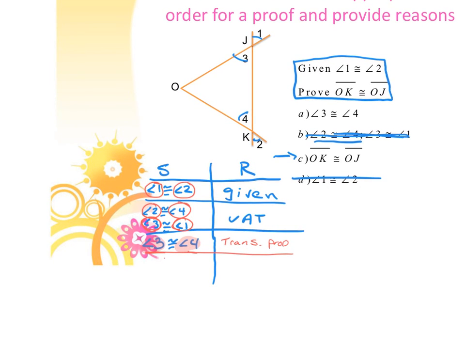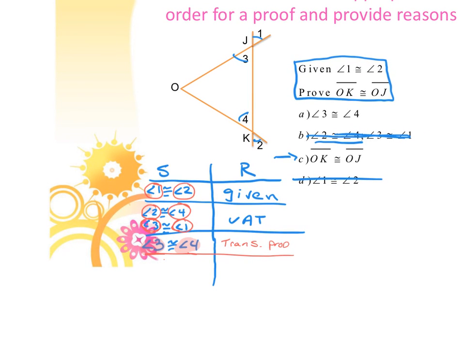And then last but not least, we've got OK is congruent to OJ. Yes, sir? The converse, because we already have the angles, converse of the base angles theorem. Oh, sorry, it's taking a while to show up there. There you go.